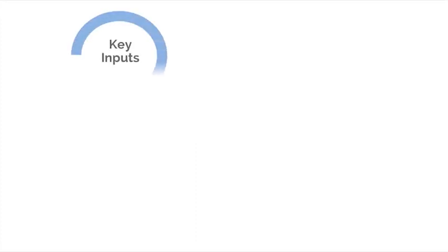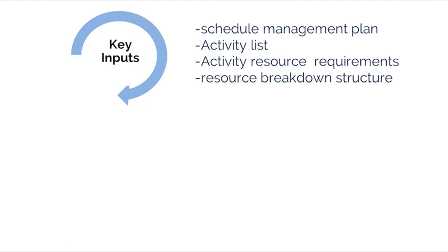The ITTOs for the estimate activity duration process are as follows. And notice that the key inputs are actually the outputs from the prior process. The key inputs are Schedule Management Plan. This plan defines the method used and the level of accuracy, along with other criteria required to estimate activity durations. Activity List. We need the activity list along with the associated activity attributes so we can determine duration estimates for each of them. Activity Resource Requirements.